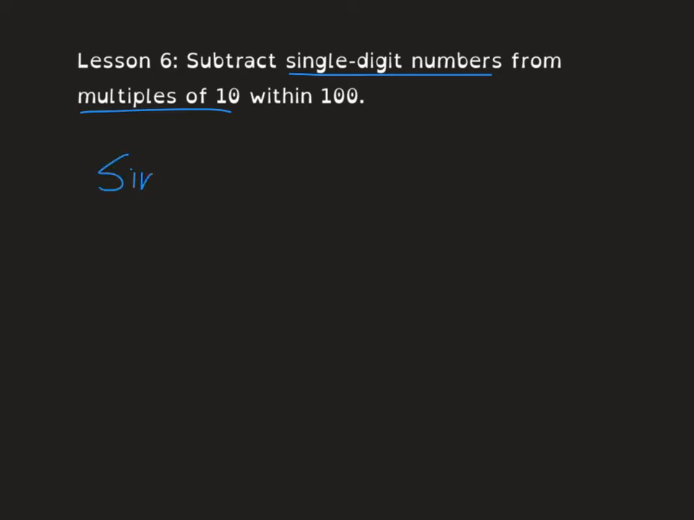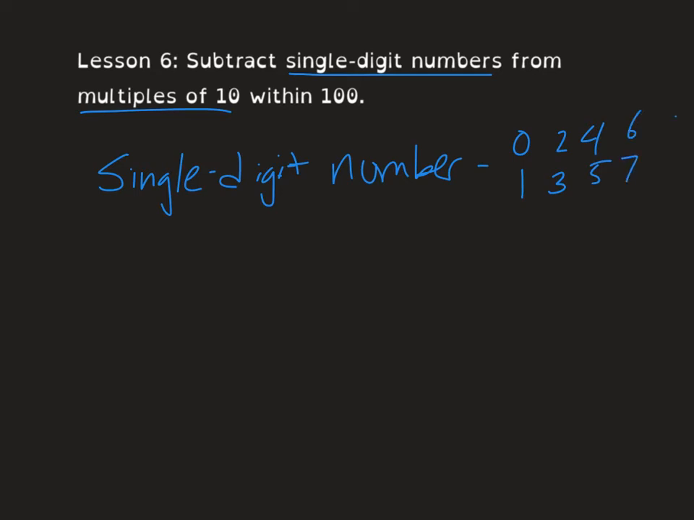Well, a single-digit number is really easy. You already know all about these. It's a number that only has one digit in it. So, for example, 0 is a single-digit number, 1 is a single-digit number, 2, 3, 4, 5, 6, 7, 8, and 9 are all single-digit numbers. 10 is not a single-digit number because 10 has 2 digits. However, we do have to look at 10.